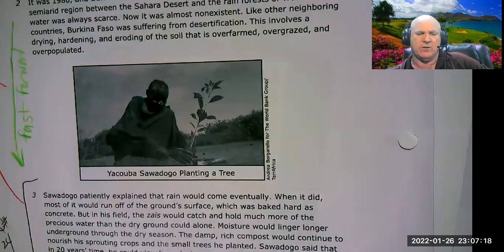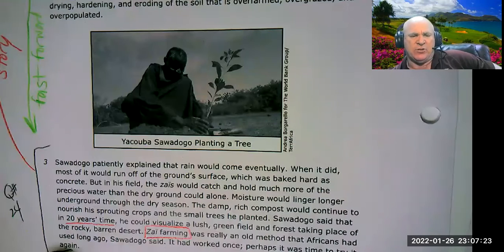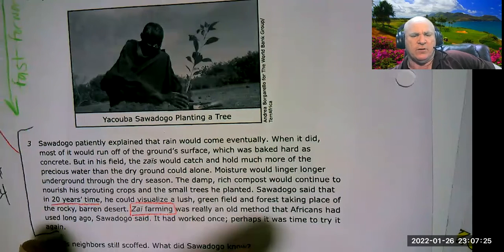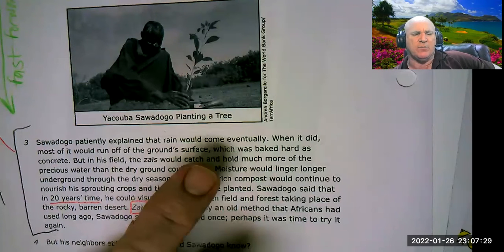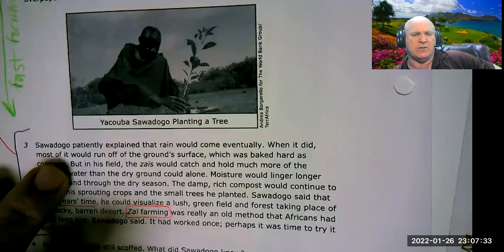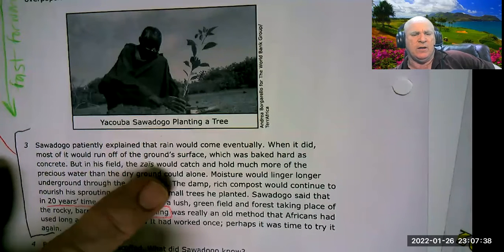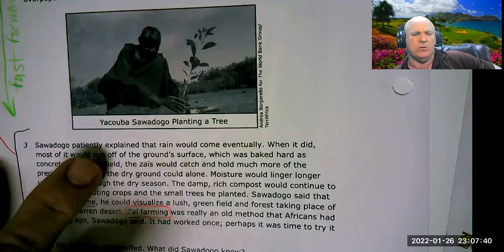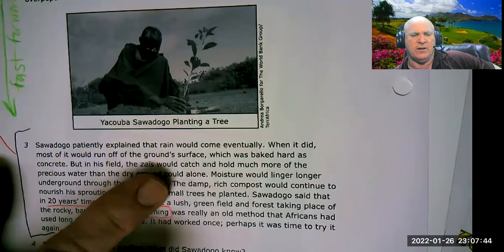desert all around him. What it did, when it did, future tense, most of it would run off of the ground surface, which was baked hard as concrete. So that's a problem. But in his field, the Zais would catch and hold much more of the precious water than the dry ground could alone. So whatever this size was, I'm gonna have to figure out what it is.